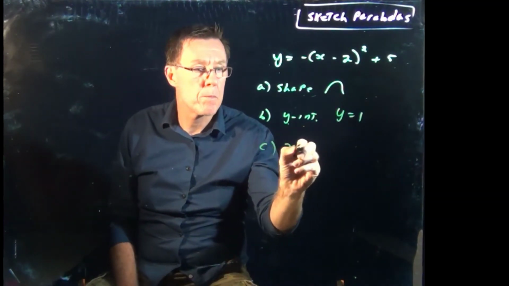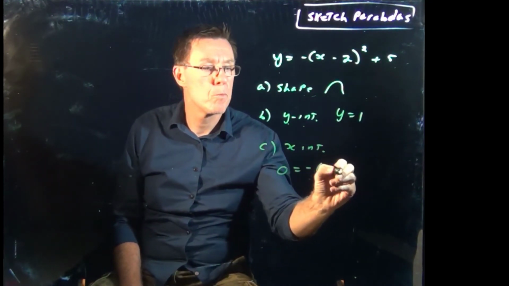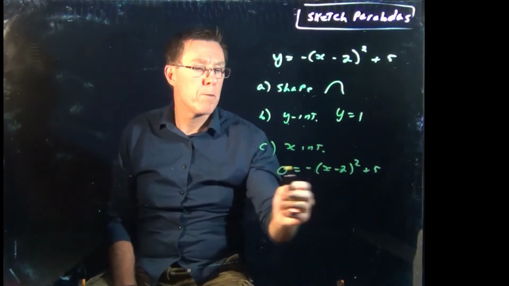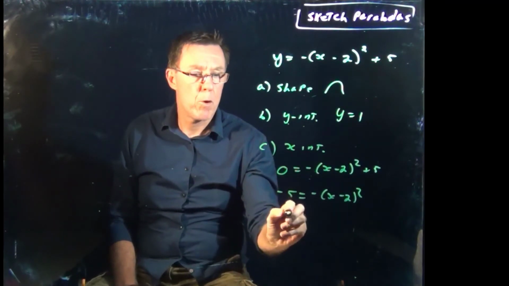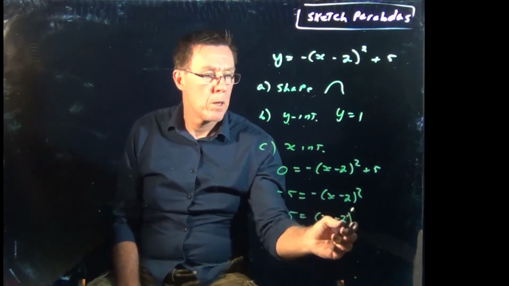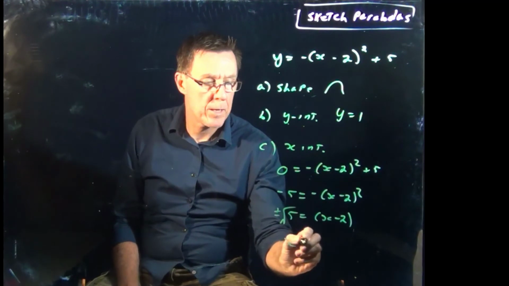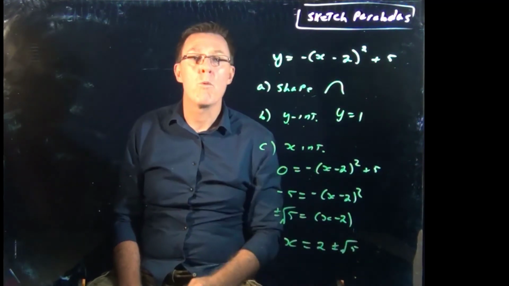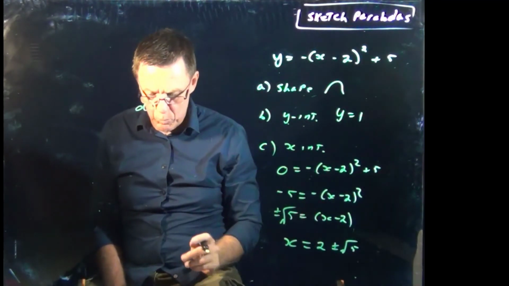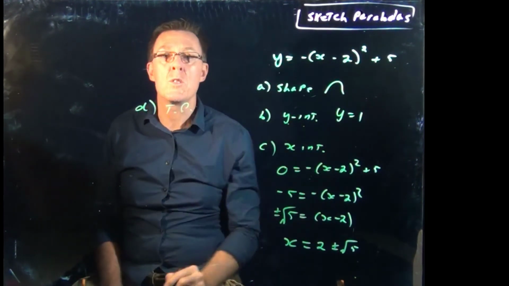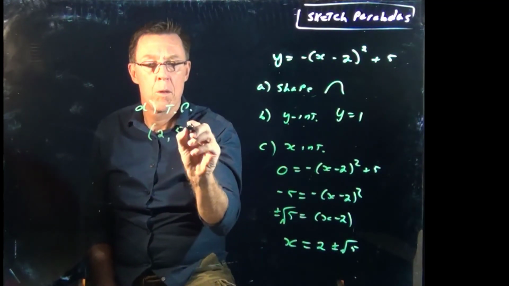C, x-intercepts. That happens when y is equal to 0. So y is equal to 0. Quick bit of rearranging. 5 comes over. Negative here, make them both positive. Undo squaring by taking square root. Positive and negative answer. So x is going to be equal to 2 plus or minus root 5. I now have the roots of the equation. D, we want to do the turning point. Nice and easy because it's in turning point form. So the turning point will be positive 2, positive 5.